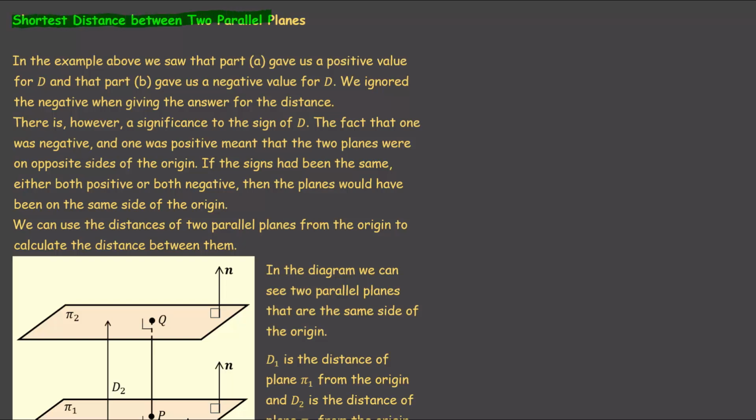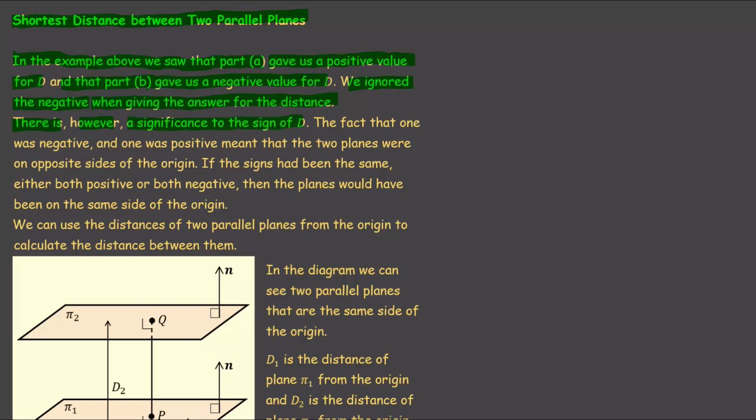Shortest distance between two parallel planes. In the example above, we saw that part A gave us a positive value for D and that part B gave us a negative value for D. We ignored the negative when giving the answer for the distance. There is, however, a significance to the sign of D.